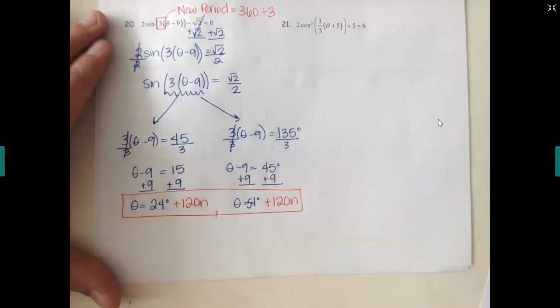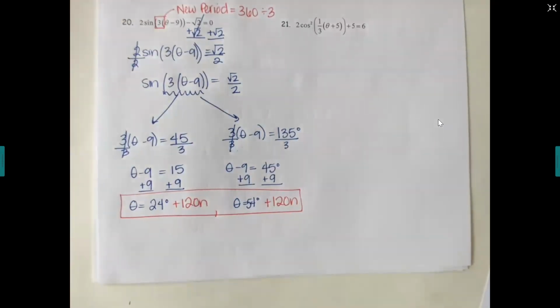Then if you were to go back and look at the question where it asks about horizontal stretch or compression, would that be a horizontal stretch or a compression? Compression. Because your original period was 360, and then when you divide it by 3, you made it only 120 degrees, so that would be a compression.